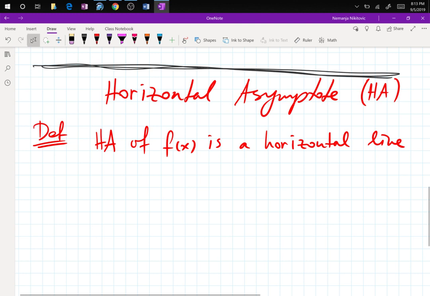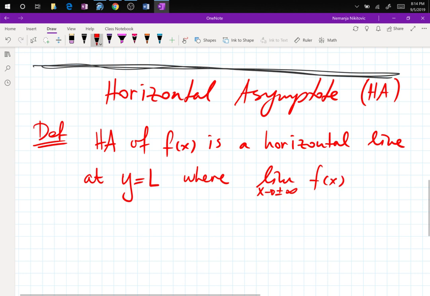So a horizontal asymptote of f of x is a horizontal line at y equals L. It's a horizontal line, so the equation is y equals a number, where the limit as x goes to positive or negative infinity of f of x is equal to L. That's it. You don't have three different cases and then either one of them. You just have this one.